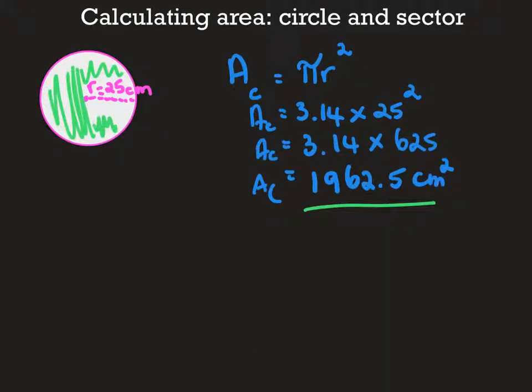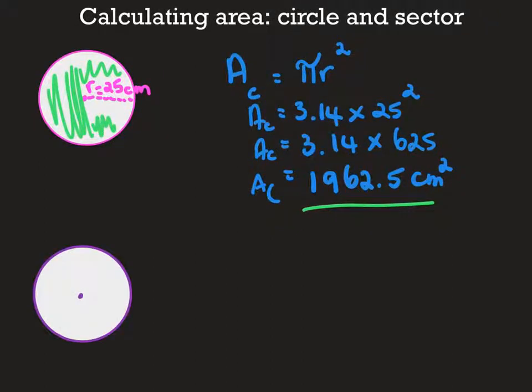Okay, so now let's move on to a sector. For a sector we're talking about a portion of a circle. So for instance, let's say we had this sector here and we're wanting to know what all of this area is. So you can probably see that we're looking at a quarter of a circle.